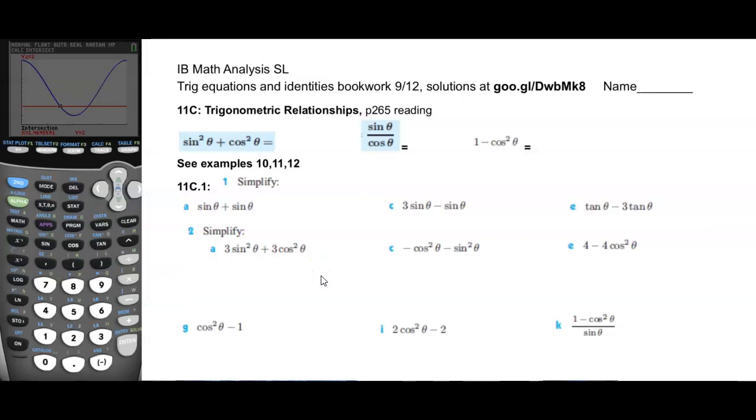Okay, here we are on page 9 of trig equations and identities. So first of all, let's review some of these trig relationships. Sine squared plus cosine squared is the Pythagorean identity. It's equal to 1 squared, or 1.